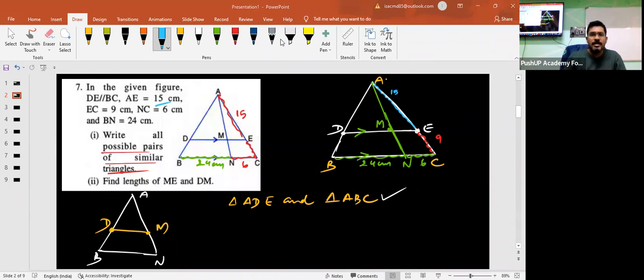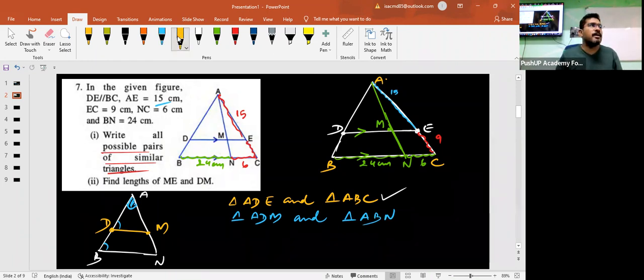Caitlin, very good. See, children, triangle ADM and triangle ABN, won't they both be similar? Yes. Angle A is common in both the triangles, right? So one of the angles is equal. Then angle D and angle B are corresponding angles, since it was already mentioned DM is parallel to BN. So these 2 triangles are similar to each other.